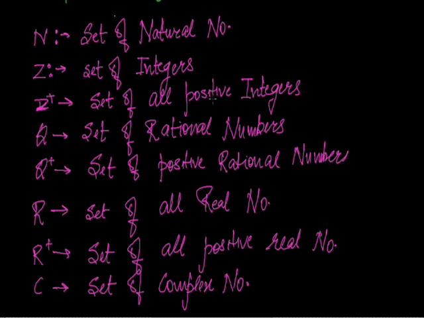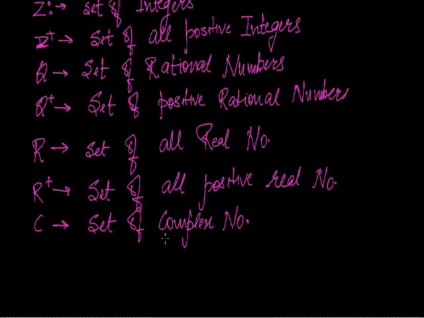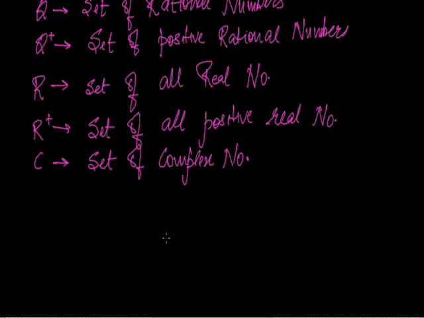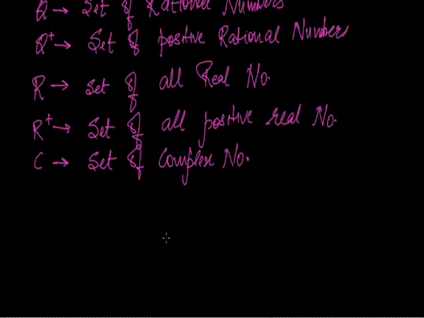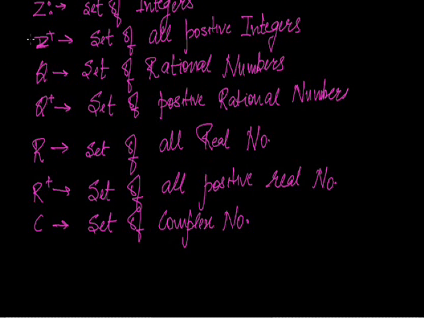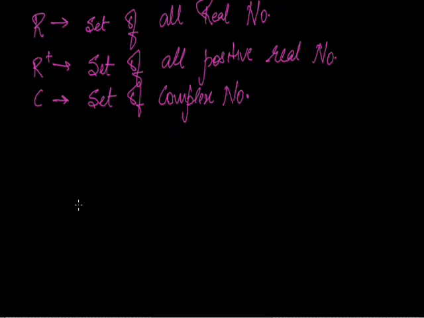Okay, what we'll see: N is a set of natural numbers. Z is a set of integers. Z plus, set of all positive integers. Q, set of rational numbers. Q plus, set of positive rational numbers. R, set of all real numbers. R plus, set of all positive real numbers. And C stands for the set of complex numbers. So whenever we write a set, we use the notation like this only.